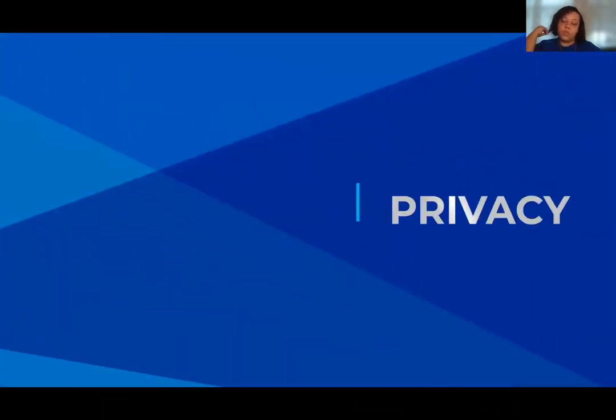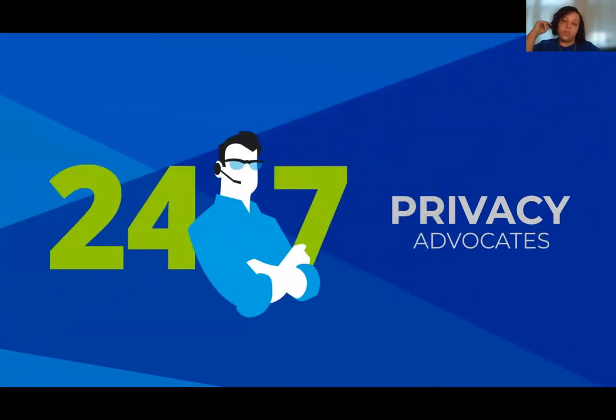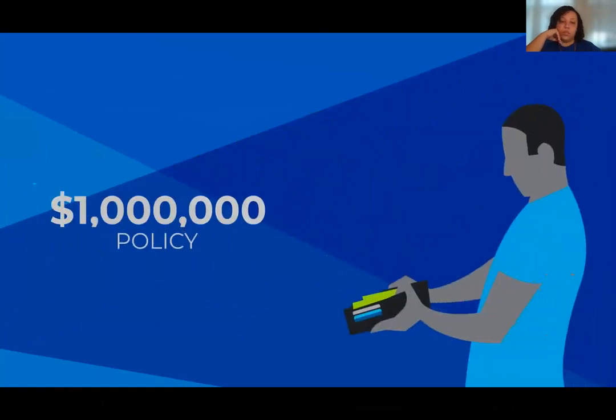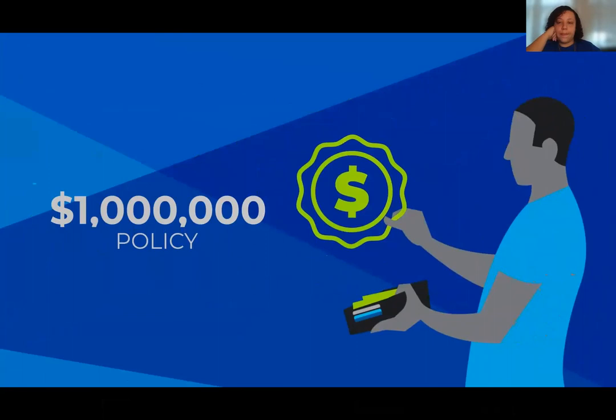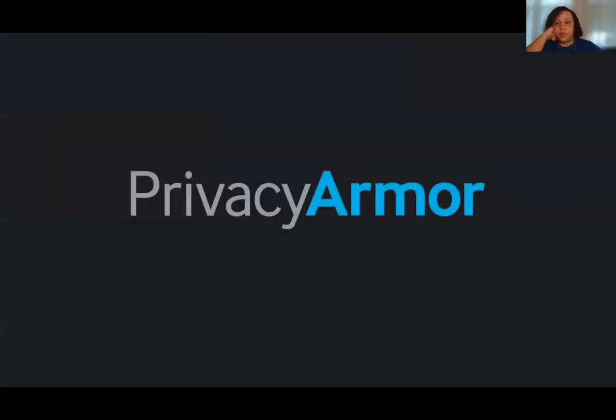And because we know resolving identity theft can wreak havoc on your life, our privacy advocates are available 24/7 and work on your behalf to fully restore your identity. Plus, you don't have to worry about incurring any costs to fix your own identity. Our $1 million identity theft insurance policy means you have no out-of-pocket costs for restoring your identity. Protect your identity today with Privacy Armor.